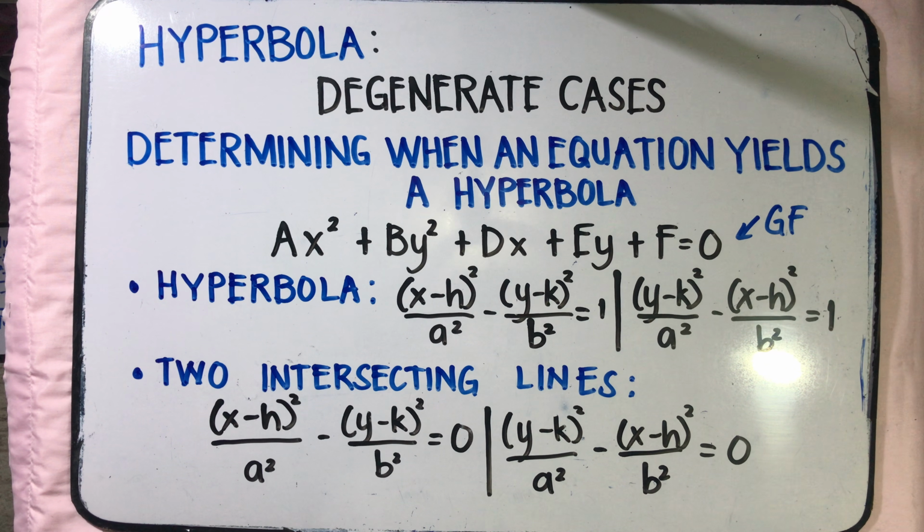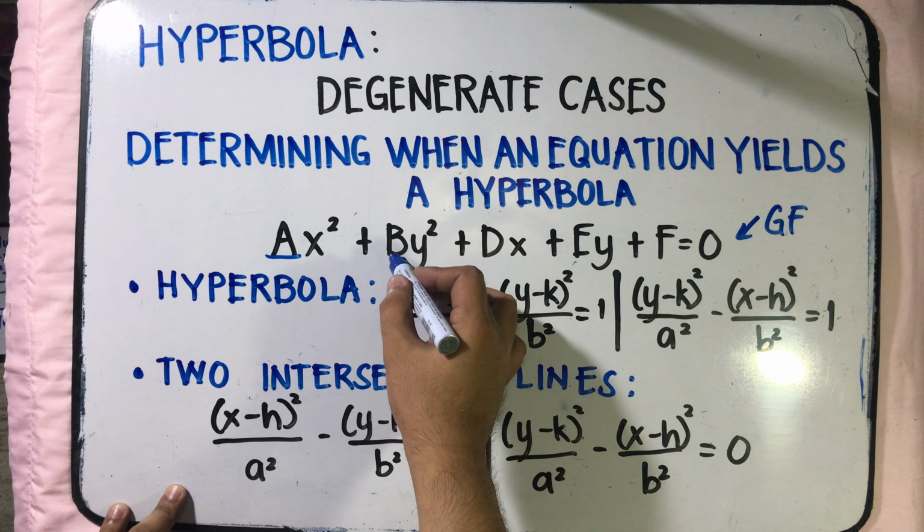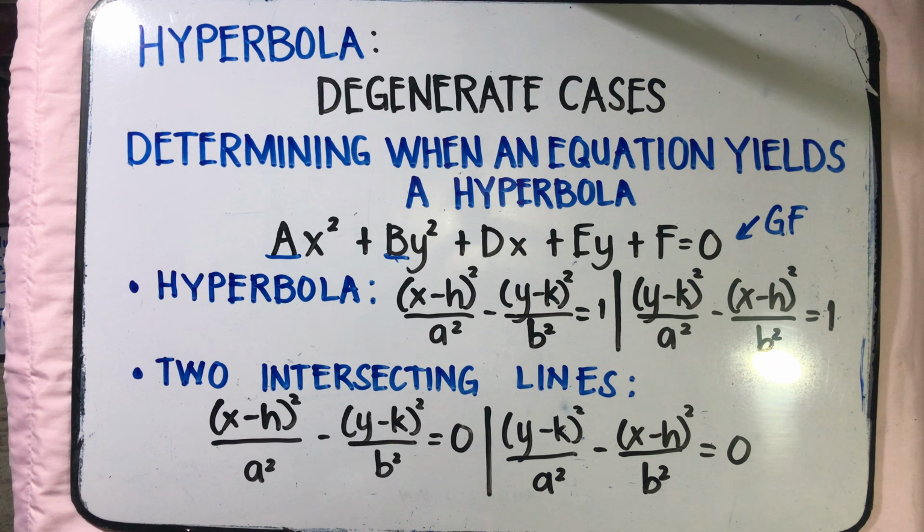And it is ax squared plus by squared plus dx plus ey plus f is equal to 0. As you can see, based on the given general form of the hyperbola, this is just the same as the ellipse. It's just that the signs of a and b will now be different. They will have opposite signs. If a is positive, then b must be negative, so that it becomes a hyperbola. If b is positive, then a must be negative. A and b should not be equal to 0, because if a and b are equal to 0, it is not anymore a hyperbola.